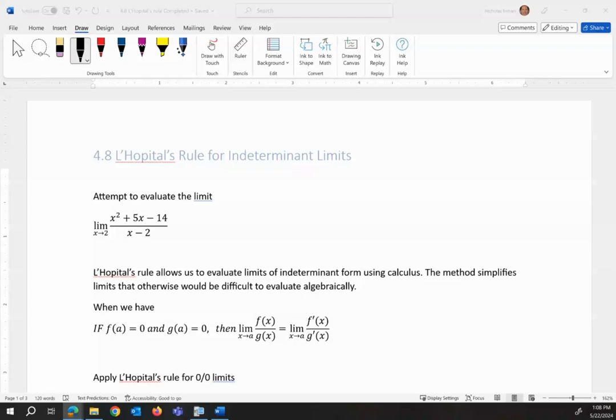All right, welcome to 4.8, L'Hopital's rule for indeterminate limits. So the indeterminate form of some things, you might be familiar with that phrase. That is the idea of things like 0 divided by 0 or infinity divided by infinity. These strange things that happen in math that we're not really sure about what to do. It gets just kind of weird. So, like 0 divided by 0, let's just start with that one.